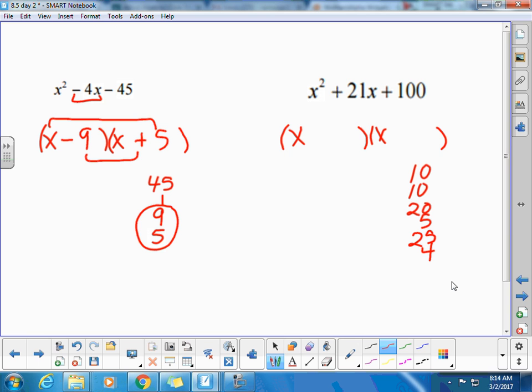This one is not factorable as we know how to do it. There are no integers that multiply together to give us 100 but add together to give us 21. Let's change this to a 20. And then we see 10 and 10 add up to give us 20 and multiply together to give us 100. So x plus 10, x plus 10. Sorry about that.